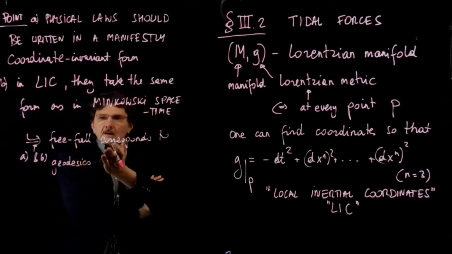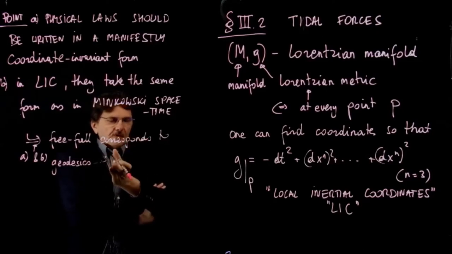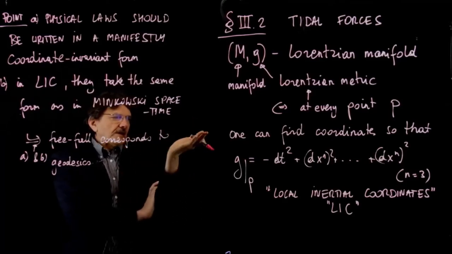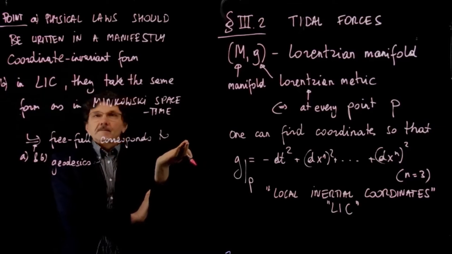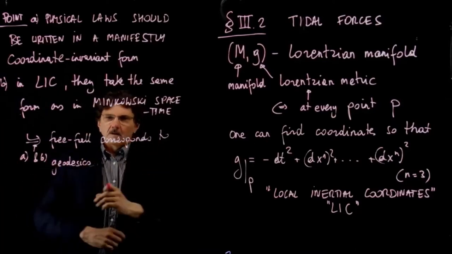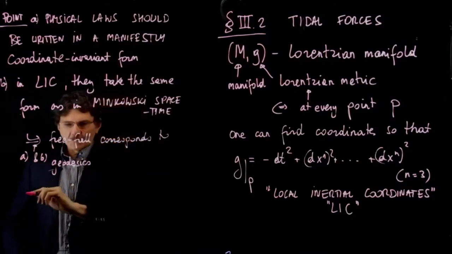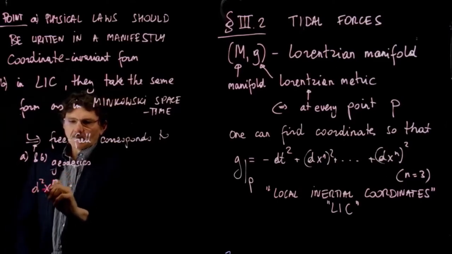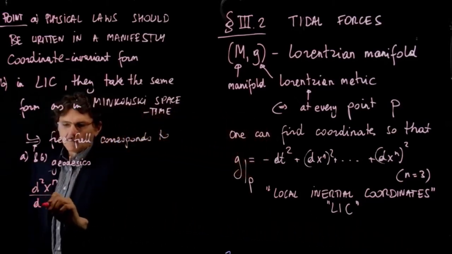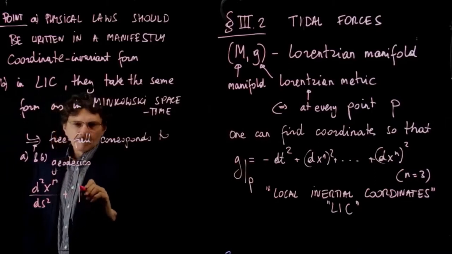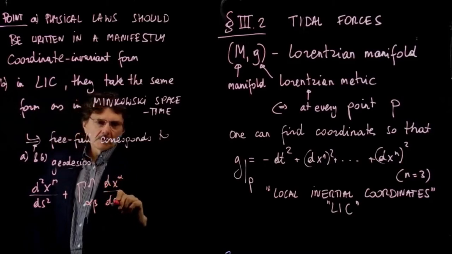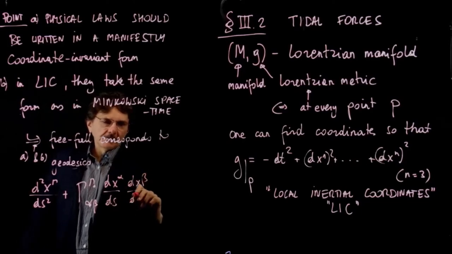Right, because, well, in local inertial coordinates, Minkowskian physics means straight lines, and straight lines is the same as geodesics. That's the coordinate invariant form of writing it, so free fall corresponds to geodesics. Let me remind you the equation: d2x mu over ds squared plus the Christoffel symbols terms, and this is supposed to be zero, okay?